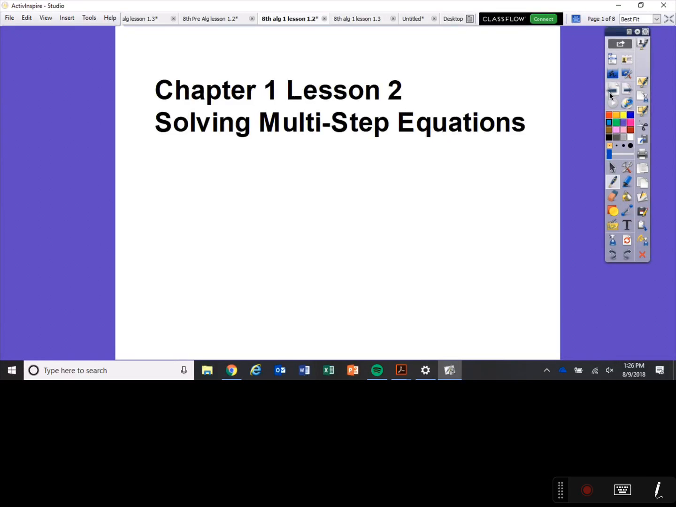Okay. Chapter 1, Lesson 2, solving multi-step equations. So that doesn't just mean two-step equations. They could be 3, 4, 5, however many steps it takes to get x by itself. That is our main goal. So yesterday we did one step and x was by itself and we were done. Today we're going to do a step and then ask ourselves, okay, is x by itself? If the answer is no, then we say, well, what do I do to get x by itself? And that's the process that we'll go through when solving these equations. All right?